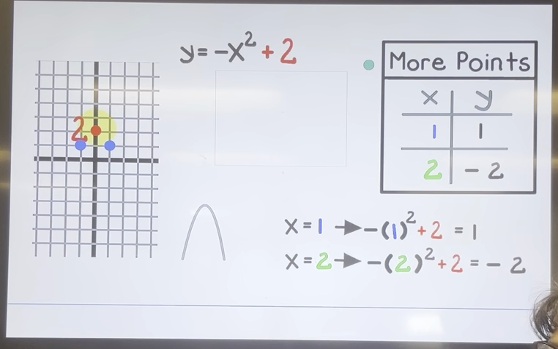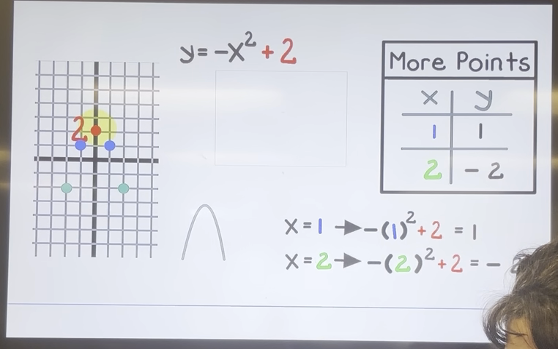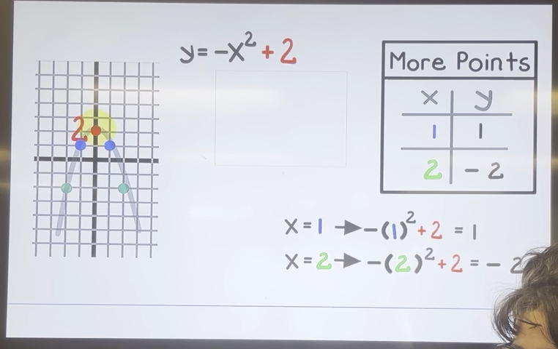And I'm going to plot that point. So right 2 down 2. Using some symmetry, I'm going to put that across there. And now draw in my parabola.